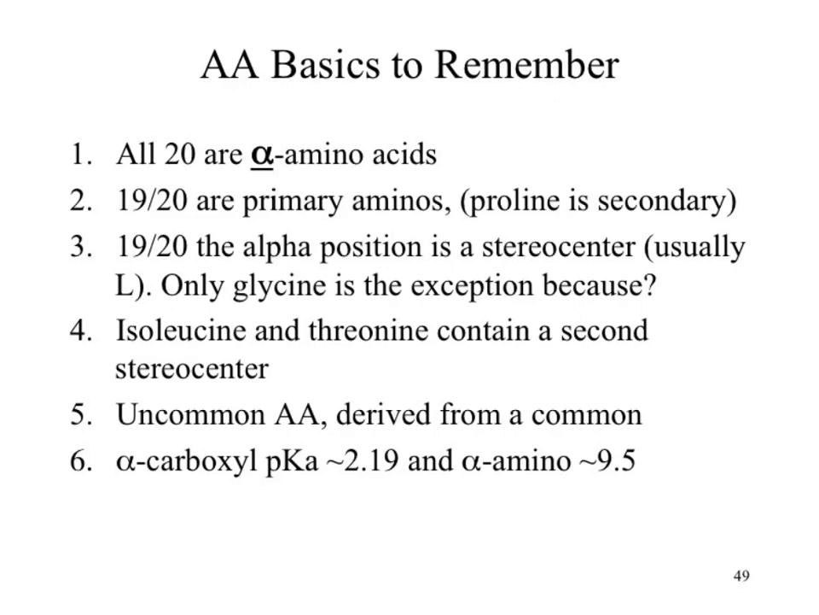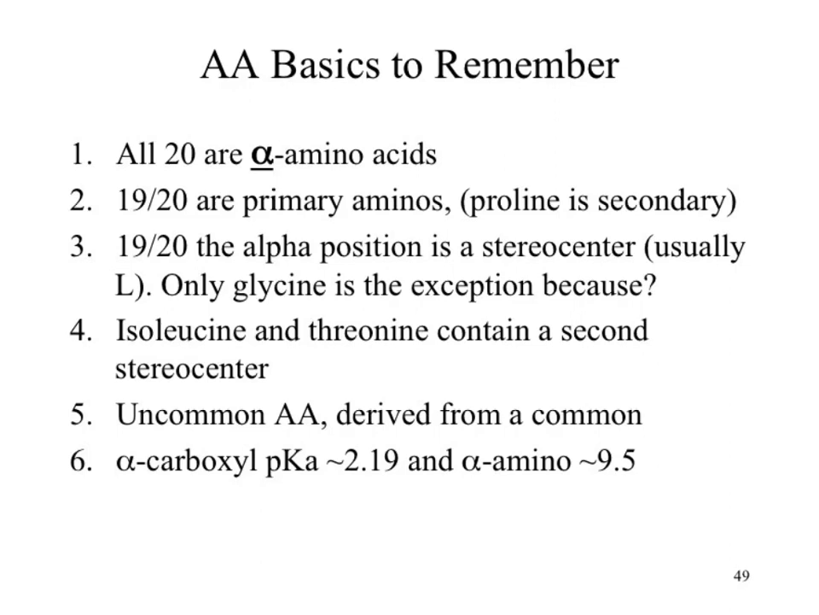For 19 of 20, your alpha position is a stereocenter, and it is almost always L. Very rarely do we see D. It does pop up every so often. One exception is glycine, because what is the R group for glycine? Just an H. What's the other bond not shown? An H. So we don't have a stereocenter. We need 4 distinguishable groups to have a stereocenter. So glycine is our exception because we don't have a stereocenter.